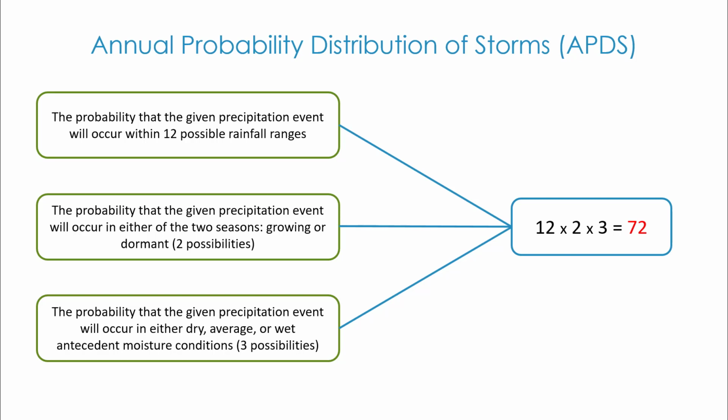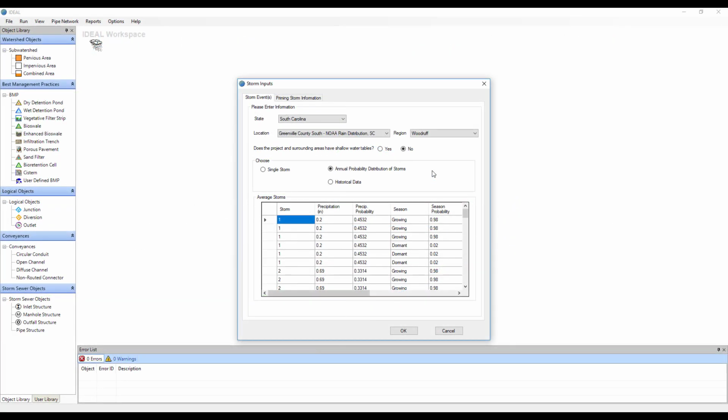By combining the results of the 72 storms and their respective probabilities, sediment, bacteria, and nutrient yields are calculated at the exit of each subwatershed and at the exit of all BMPs. The extensive statistical calculations are built into the IDEAL model, and the historical rainfall data is hard-coded into the annual probability distribution of storms option. IDEAL uses historical data up to 2018 to calculate the probabilities of 72 storms in the annual simulation.